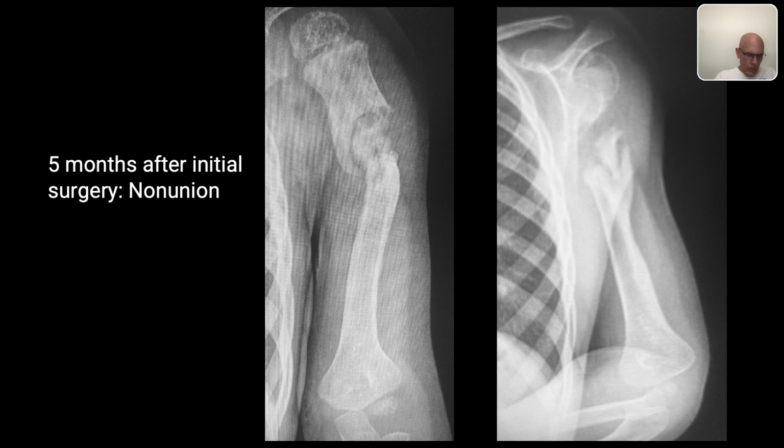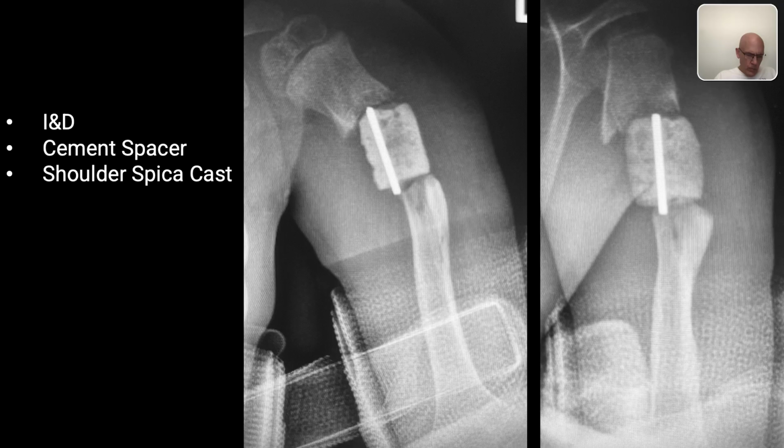So there we are at 5 months after the initial surgery, and it's hard to argue that that's not a chronic non-union. So now what? So we took the patient back and did a debridement back to punctate bleeding. We put a cement spacer in there and we put the patient in a shoulder spica cast, and we left this on for 6 weeks.